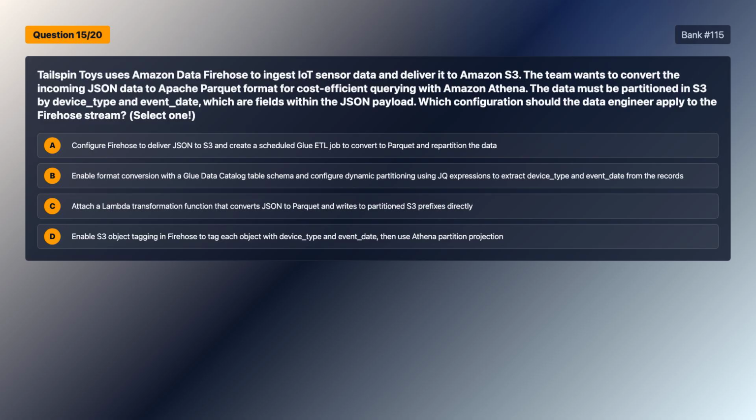Question 15. Tailspin Toys uses Amazon Data Firehose to ingest IoT sensor data and deliver it to Amazon S3. The team wants to convert the incoming JSON data to Apache Parquet format for cost-efficient querying with Amazon Athena. The data must be partitioned in S3 by device type and event date, which are fields within the JSON payload. Which configuration should the data engineer apply to the Firehose stream? Select 1, review the answer choices on screen.